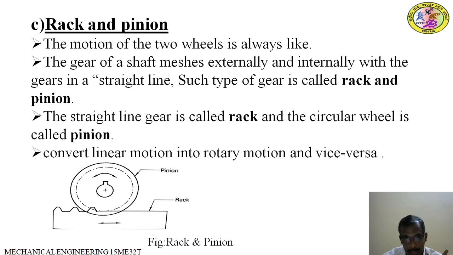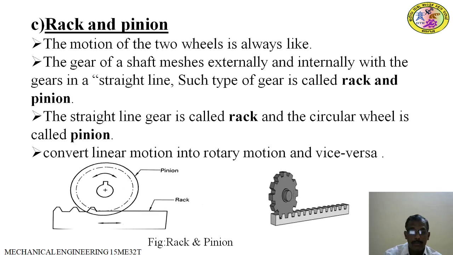Whereas in spur gears, helical gears, or other types of gears, we are converting a rotary motion into a rotary motion only, but in an unlike direction. If one is rotating clockwise, the other will rotate anti-clockwise. But here we are converting a rotary motion into a linear motion or linear motion into a rotary motion. So you observe this one. The rack is moving linearly, whereas the pinion is moving in a rotational motion.